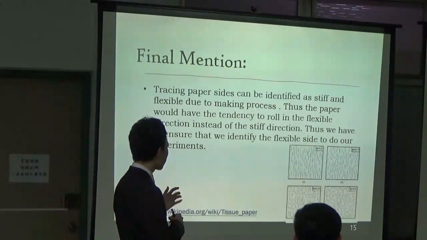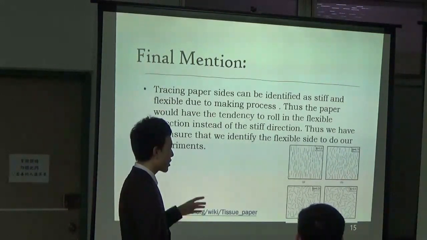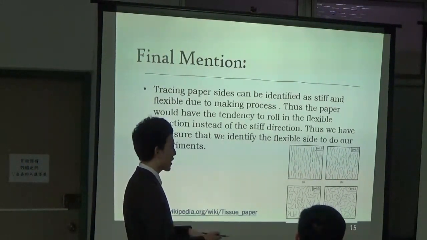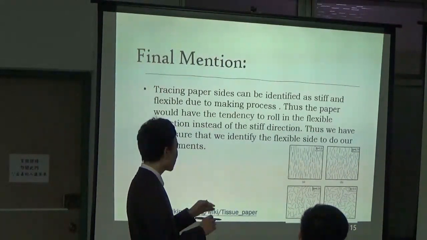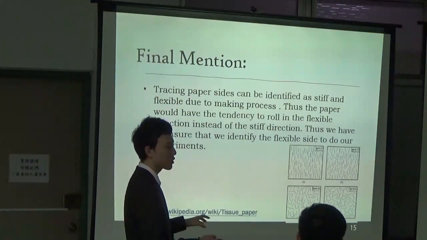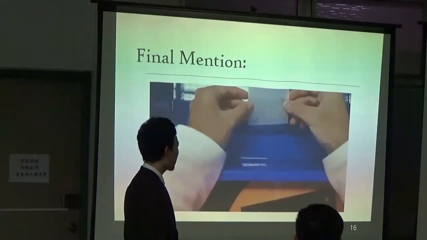And what I'm mentioning here is that when paper manufacturers manufacture paper, the paper fibers aren't aligned in random order. They will align almost parallel. So that means one side of the paper will be stiffer than the other side, which I will show in a video.